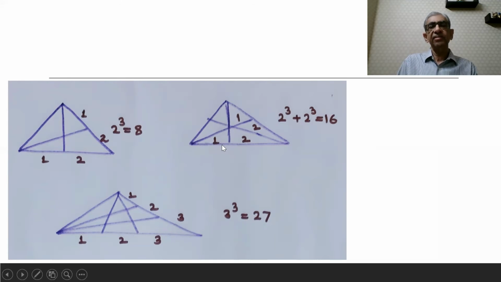I'll take a different example. Say in this figure, on the base there are 1 and 2. On the side there are 1, 2. But this 2 is not common. Both are separate, independent. So the number of triangles in this figure will be 2 cubed plus 2 cubed is equal to 16. Now find in this figure. On the base, I count 1, 2, and 3. On the right hand side, 1, 2, and 3. Here 3 is common to both. So it is 3 cubed, 27.